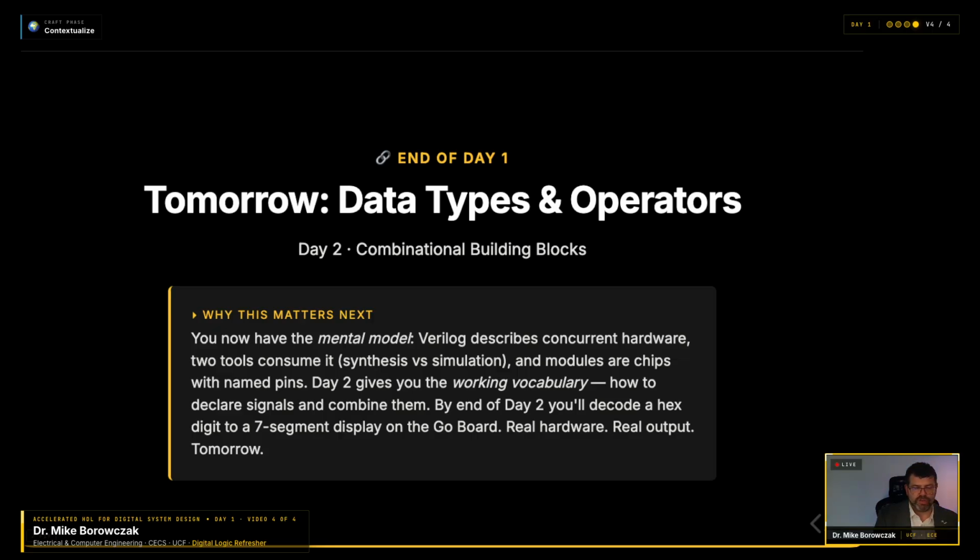Tomorrow, we're going to give you more of the working vocabulary. How do you declare signals, combine them? By the end of the day tomorrow, you'll be able to get a hex digit on your 7-segment display. So you'll be using the real hardware, get some real output, all that tomorrow.